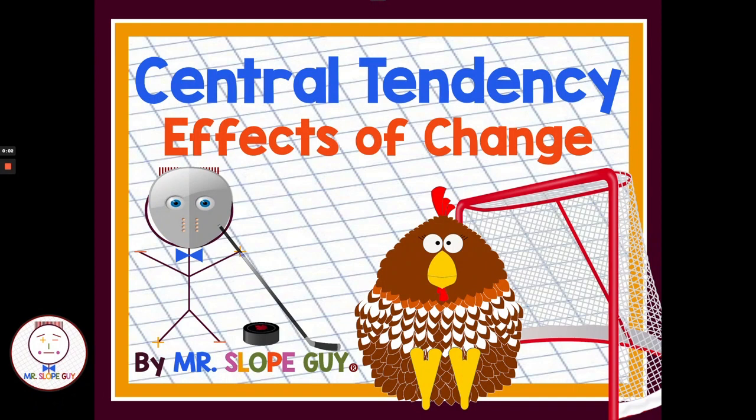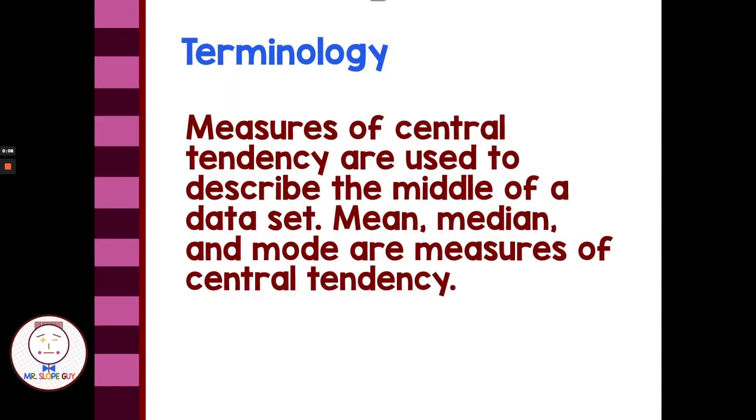Hello, hello. Today we're going to talk about central tendency and the effects of change. So measures of central tendency are used to describe the middle of a data set. Commonly we talk about mean, median, and mode as measures of central tendency. They're talking about the middle of the data.